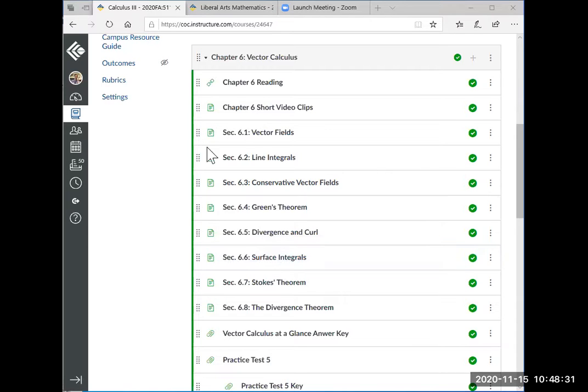All right, so remember back in chapter 3, you learned how to parameterize curves, such as helixes and straight lines and so on. Here, you will learn how to parameterize surfaces. And of course, you will need 2 parameters in this case, right? So sections 6.4, 6.5, and 6.6 are your sections to study this week.